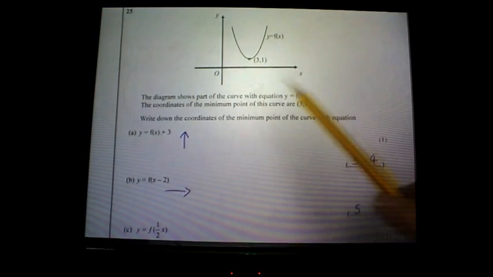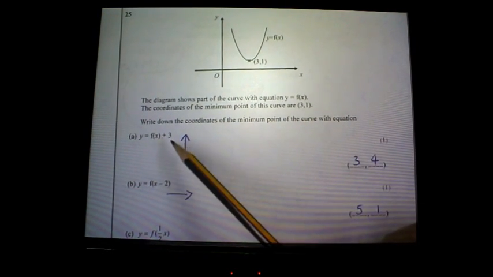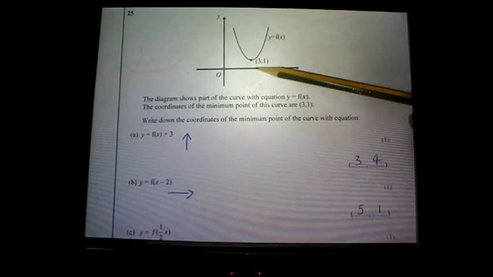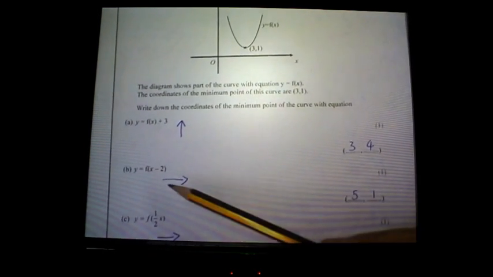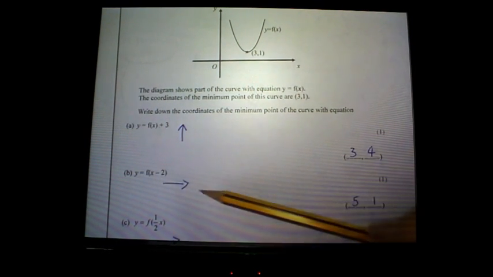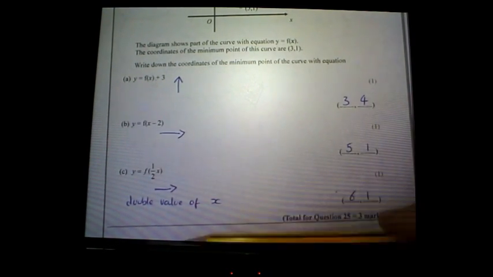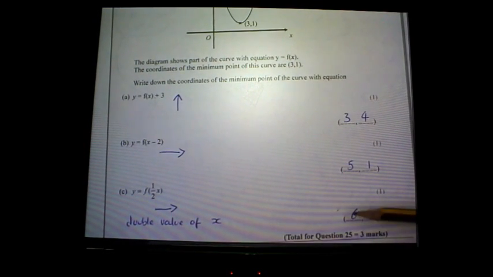Question 25. I'll just go over this very briefly. Write down the coordinates of these points. Okay, if you're adding 3, it's going up the minimum point, so that's why it's 3, 4. If you're subtracting 2, you're moving it to the right, bizarrely, so that's 5, 1. And if you're multiplying the x by a half, you've actually got to double the value of x, so that's what I've done here. So x was 3, so now it's 6, and it stays 1 where it is on the y-axis.